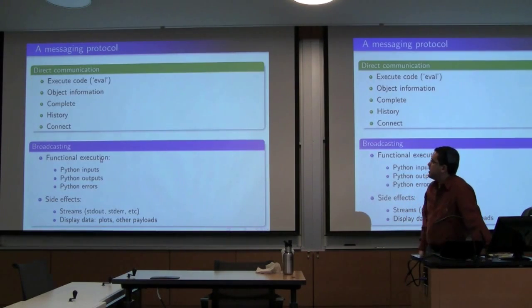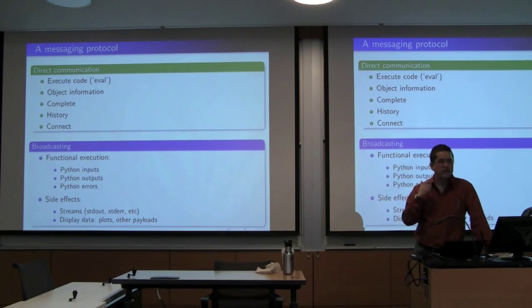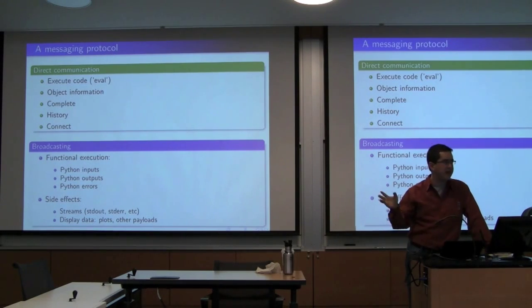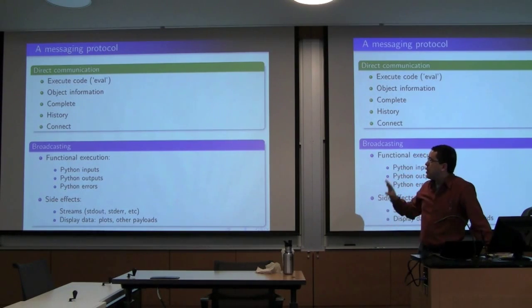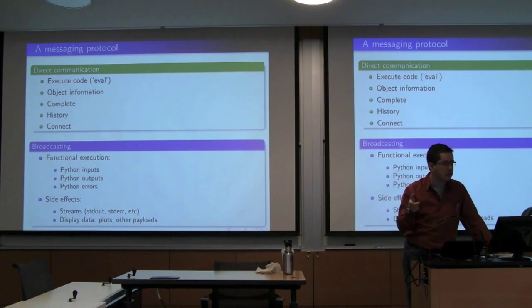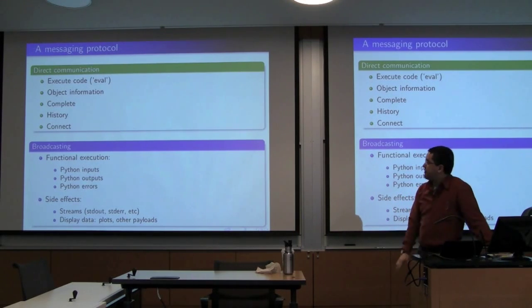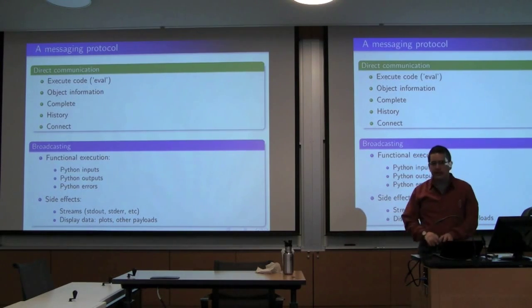But that meant that we thought very carefully about what information had to go back and forth, and we defined a messaging protocol between clients and a kernel. We specified it completely. There's a document in our docs that specifies what parts of the communication should be direct communication, like execute code or introspect objects, like the things you do with a tab key, the things you do when you do a question mark, information about what has been done before, and what kinds of things should be broadcast. Once you start thinking about it, you realize that you basically want to separate the two.